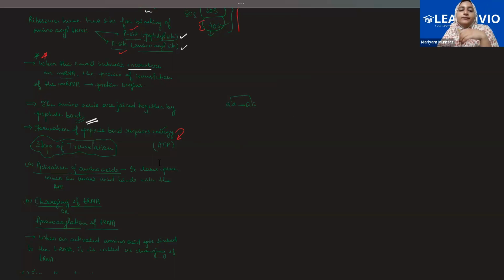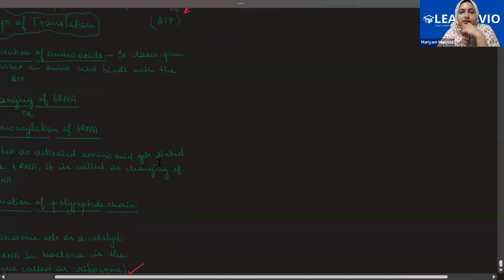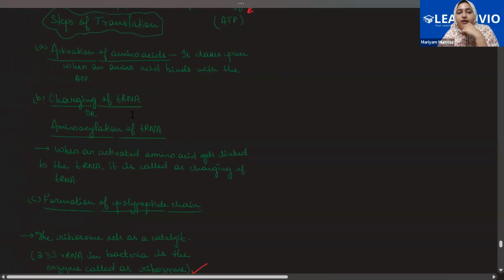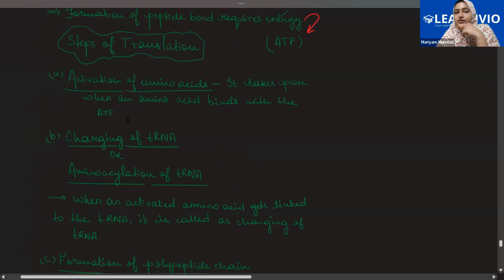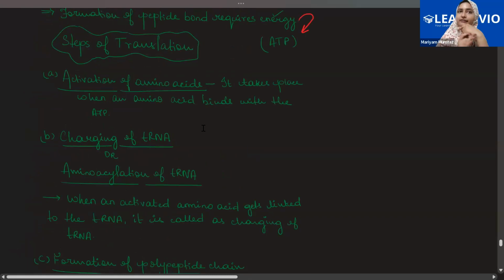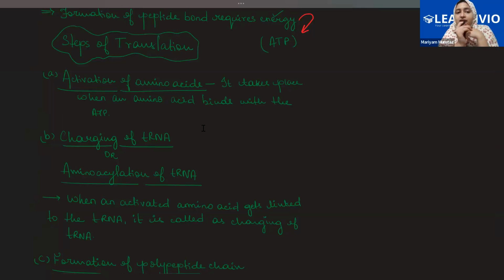No, right? Okay. So today we're going to talk about the steps of translation. Now, we know that the process of translation takes place after the transcription has been completed. And in the steps of translation, the first thing is that activation of amino acid takes place. Now, why and how does this happen?